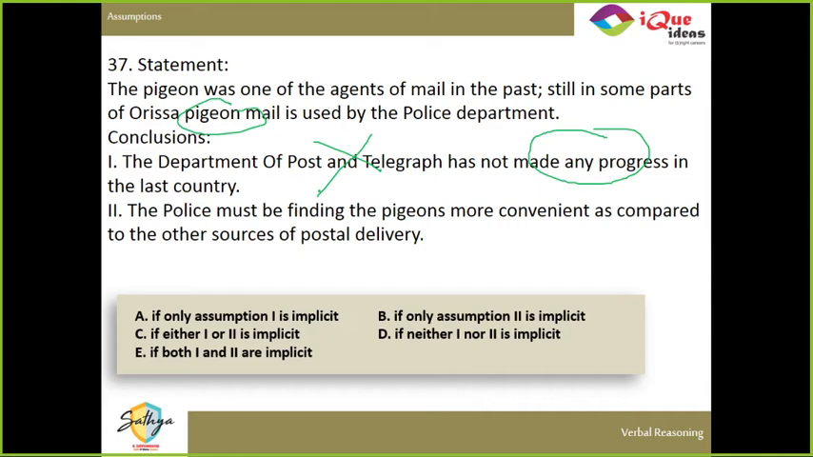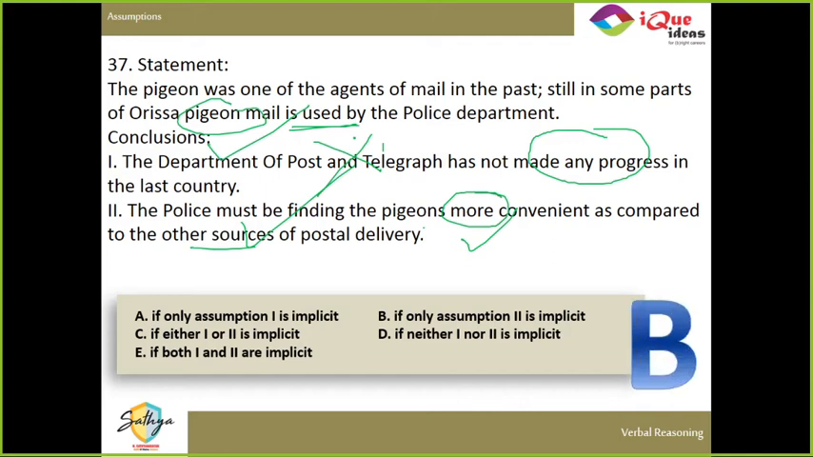Wrong. Second, the police must be finding pigeons more convenient compared to other sources. Obviously, if you are finding it more convenient, only then you will still use it, even if it is outdated. If it is not convenient, why would you use something which is outdated? So obviously, the second one must be true. The police definitely must be finding pigeons more convenient, and that is why they are still using it although it is outdated. So second assumption definitely true, and hence option B has to be my answer.